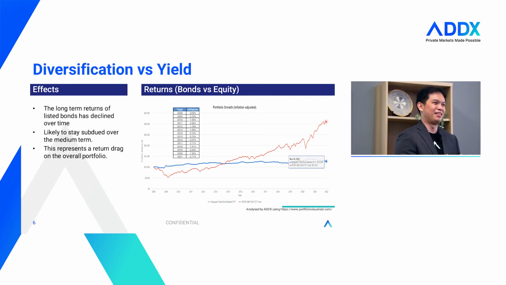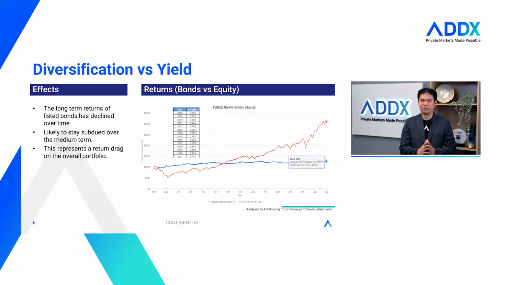The second drawback relates to the effects of bond allocation on the overall return of the portfolio. As we can see from this slide, the long-term returns of listed bonds are low. Indeed, bond returns have declined over time and are likely to stay subdued over the medium term. This represents a return drag on the overall portfolio. And this is where private markets can play a role in your portfolio.